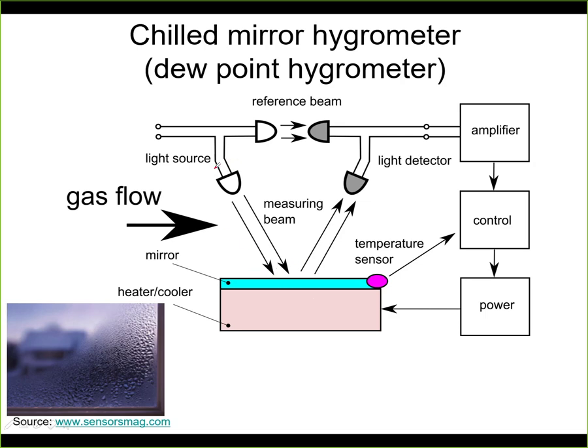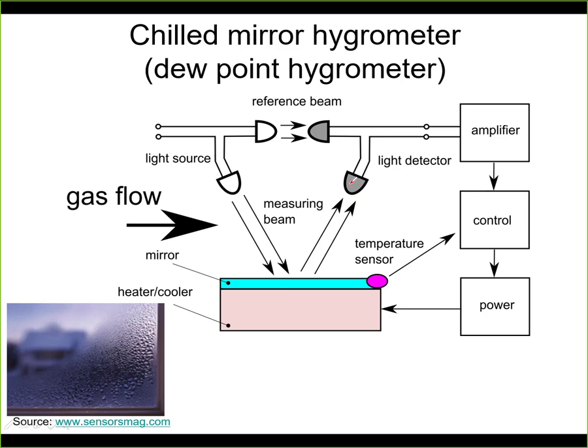So we have a light source. It's typically an LED, and this light source is projecting a light beam on the surface here on the mirror, and we measure how much is reflected, and this is measured with a light detector.